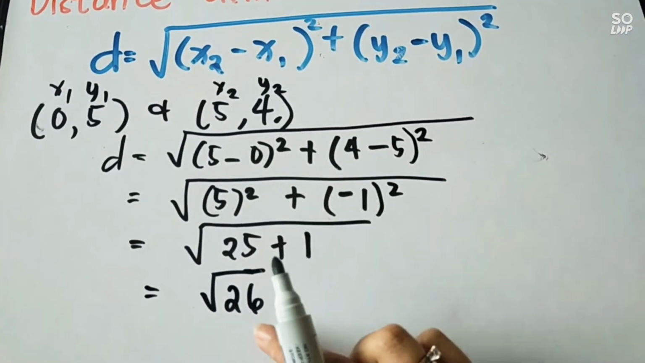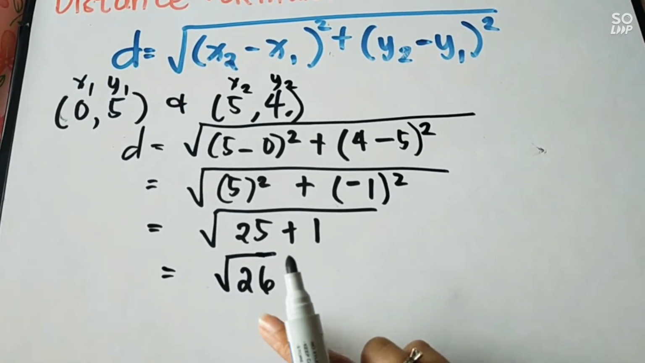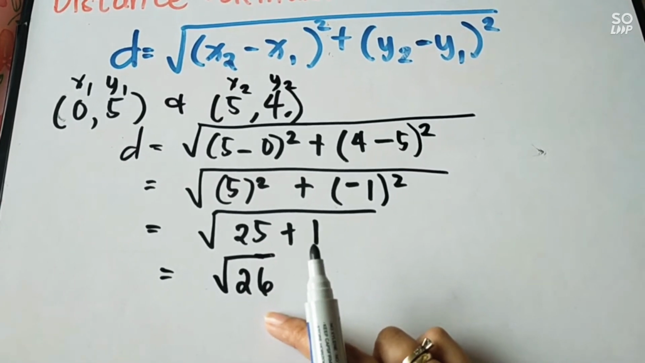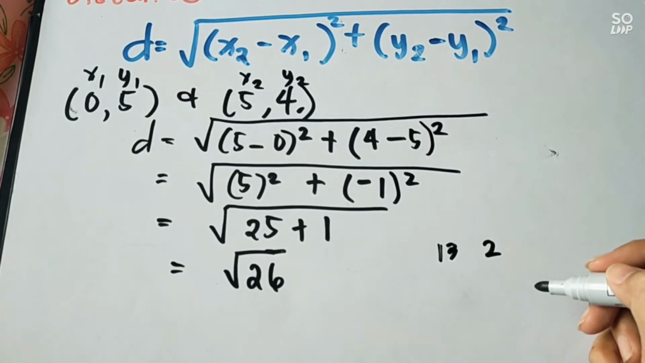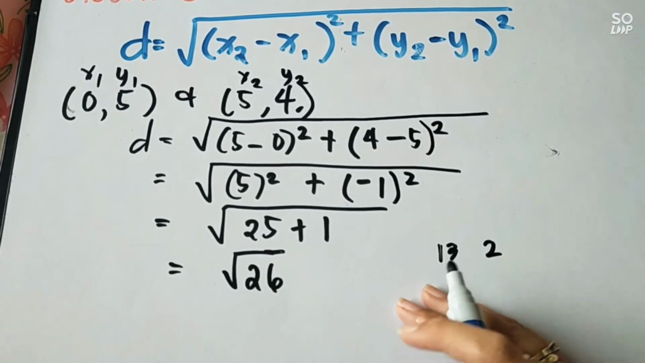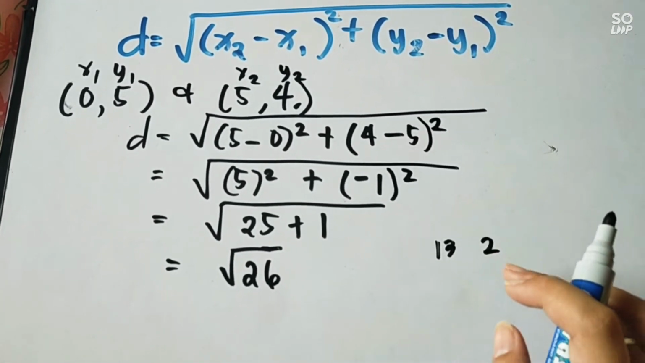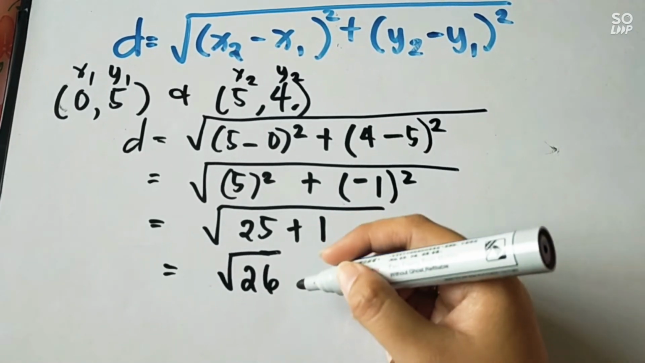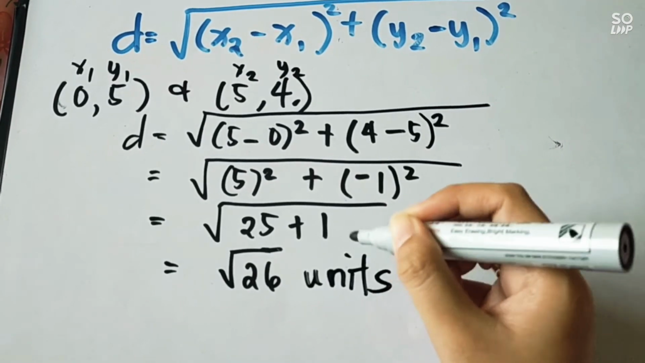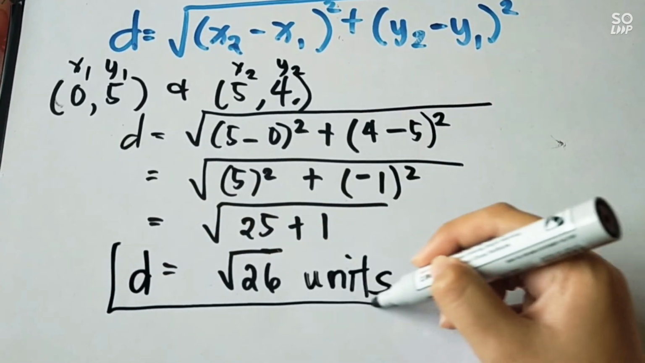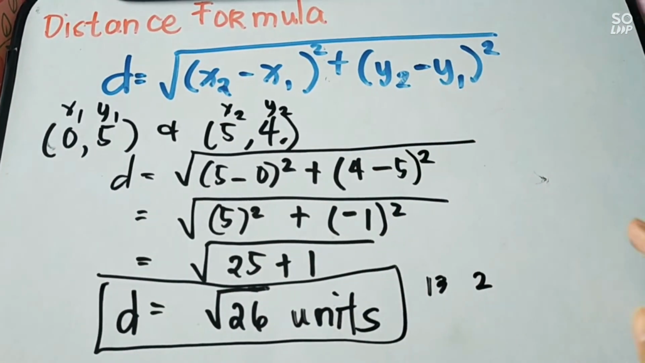Now, can you please find the factors of 26 such that one of them is a perfect square? So, the factors of 26 are 13 and 2. What else? None. That's all. Then, 26 and 1. So, since it has no factor where one is a perfect square, therefore, this is already your answer. Square root of 26 units. Okay? So, this is the distance between the points 0, 5, and 5, 4. Is it clear?